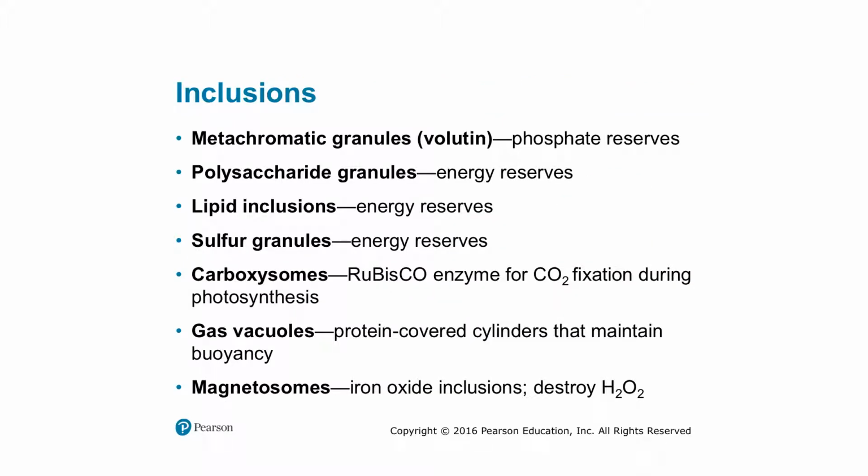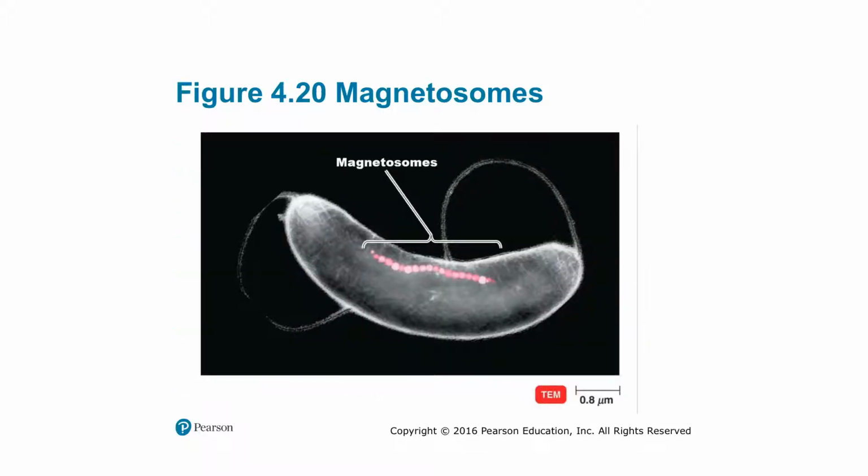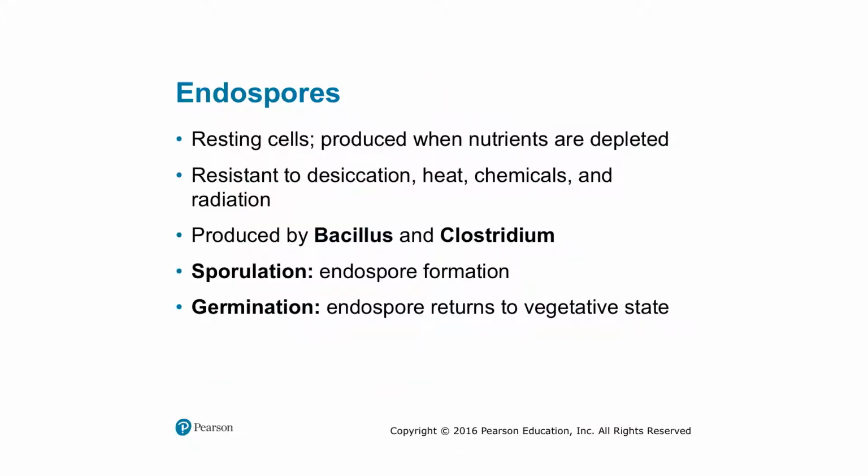We also have inclusions. We have metachromatic granules like volutin. These are phosphate reserves. Polysaccharide granules, these are going to be energy reserves. Lipid inclusions are going to be for energy, as well as sulfur granules for energy. The carboxysomes, these are going to have Rubisco enzymes for CO2 fixing during photosynthesis. The gas vacuoles are protein-covered cylinders that are going to maintain buoyancy, and magnetosomes are iron oxide inclusions that help to destroy hydrogen peroxide. So here you can see some magnetosomes, which are really cool because they hold onto that iron and they can react to magnetic fields.